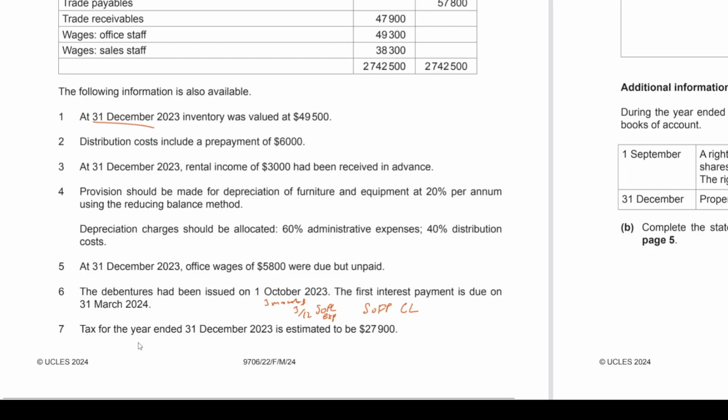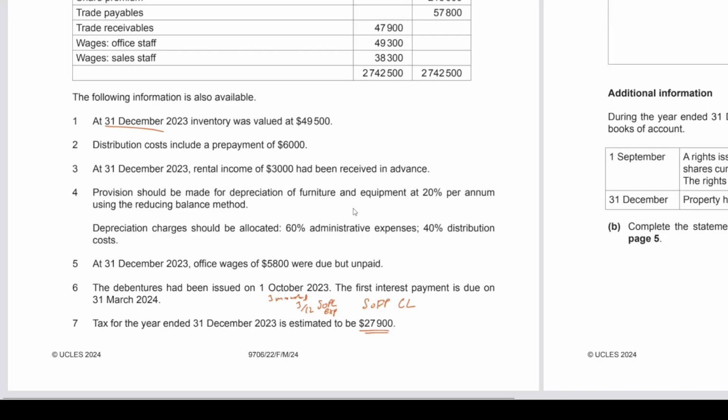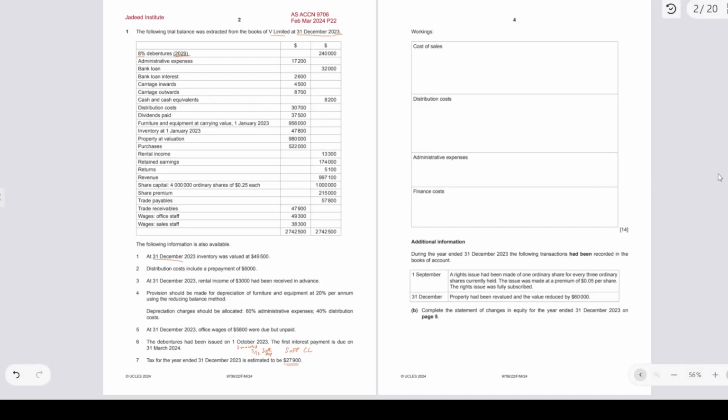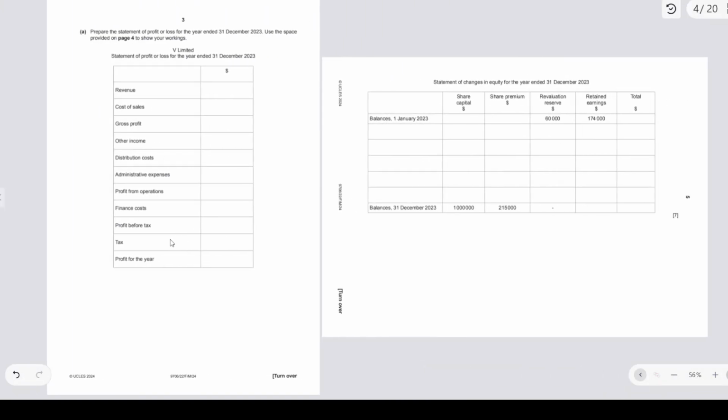Okay. And then there's tax for the year, which is a bit rare in your syllabus. In AS, they don't really bring in taxes a lot, but if you go to the next page, there's a row empty for that. So it's easy marks. Okay, easy pickings.